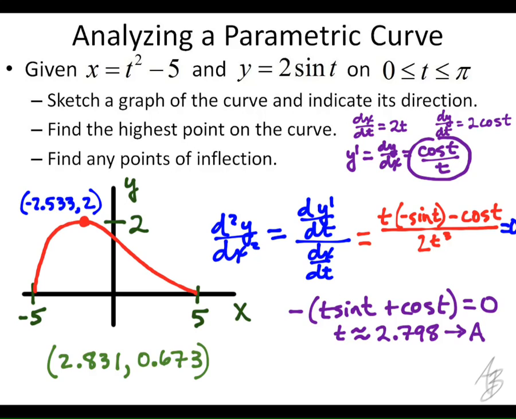Alright, so again, once we have this stored as A in our calculator, we type A squared minus 5, we get 2.831 to the nearest thousandth. We type 2 times the sine of A, we get 0.7673. Is that right? And so our point of inflection is going to be right about there, I guess. So that turns out to be a point of inflection where it changes from concave down to concave up.